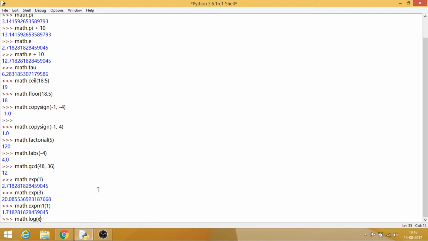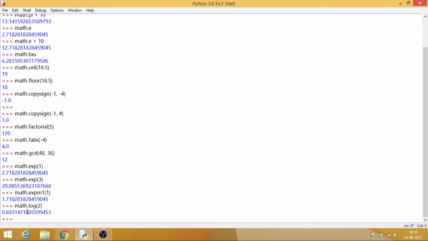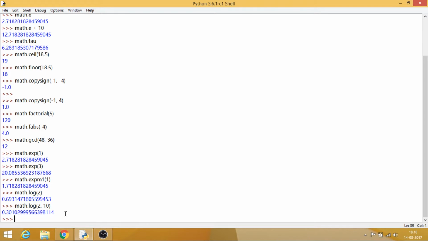Now there are two ways you can execute this. If you only type x, it will give us the value to the base e. So let's say log 2, and it returns this value to the base e. And if we give it two parameters, let's say 2 and 10, it will compute log of x, where the value is 2, to the base 10, and this is the value.